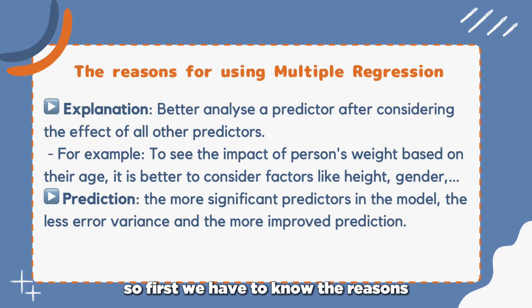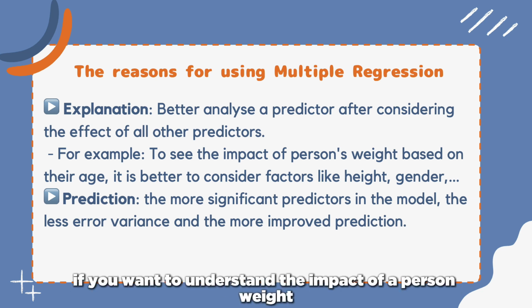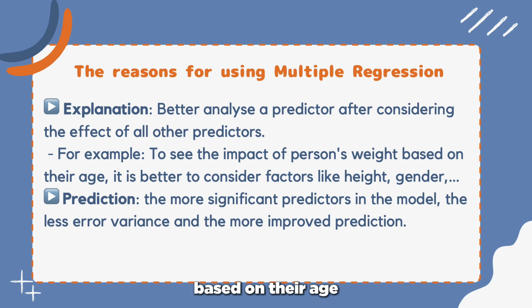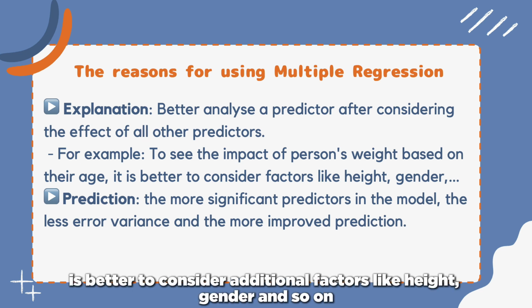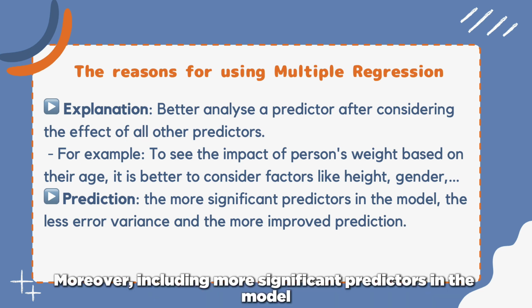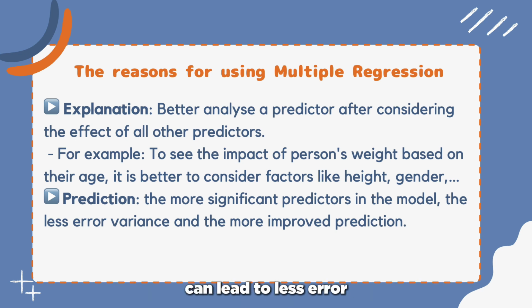So first, we have to know the reasons for using multiple linear regression. I would say that it's much better to analyze a predictor after considering the effect of all other predictors. For instance, if you want to understand the impact of a person's age on their weight, it's better to consider additional factors like height, gender, or so on. Moreover, including more significant predictors in the model can lead to less error variance and improved predictions.